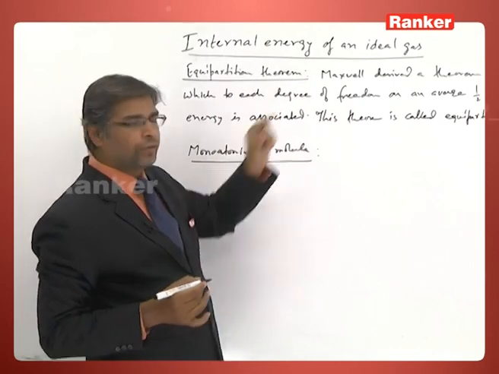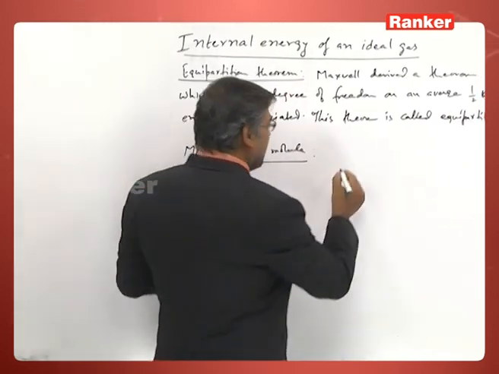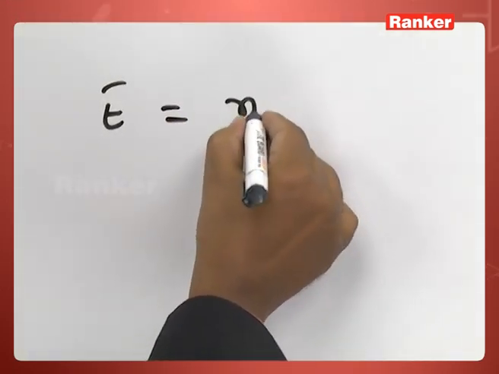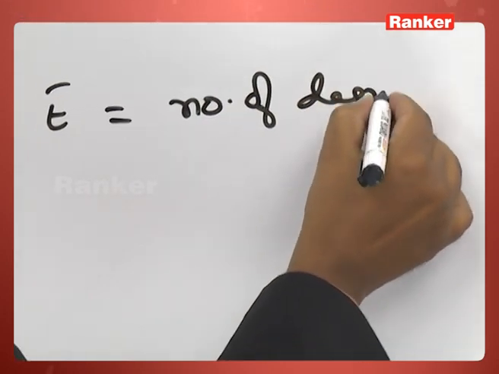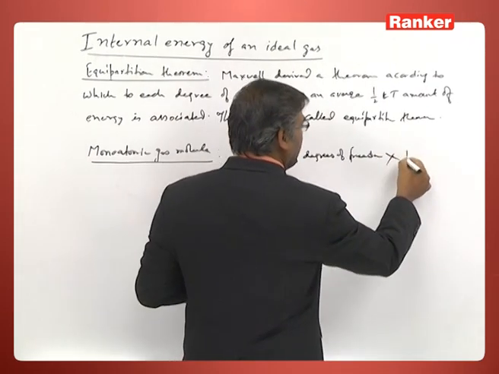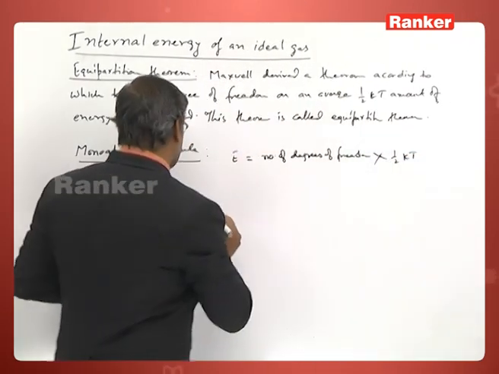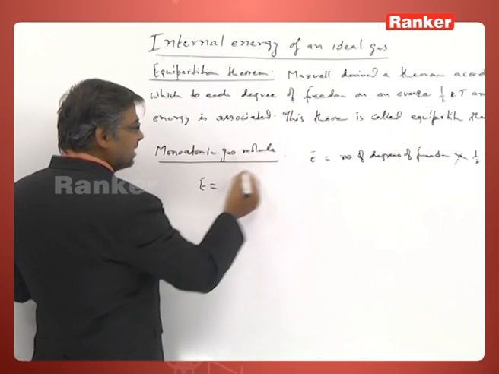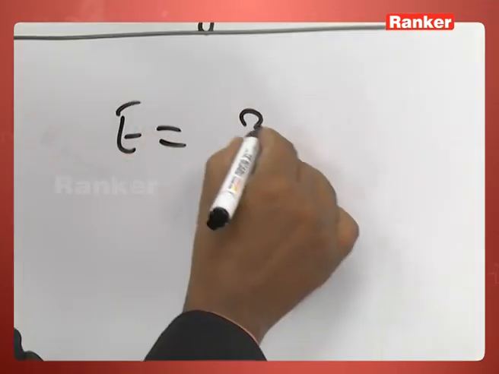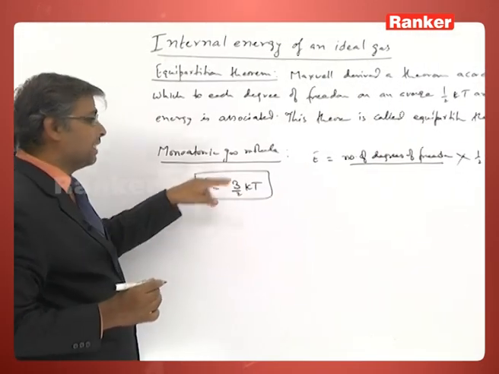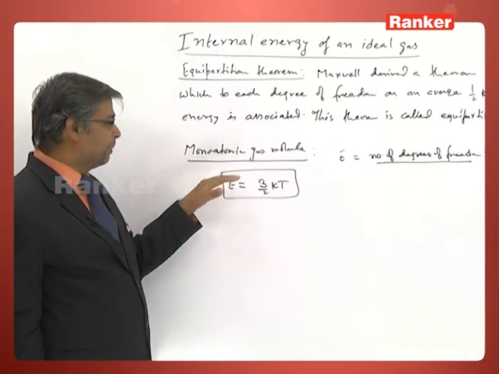So, let us take an example of a monoatomic gas molecule. According to the equipartition theorem, the energy will be the number of degrees of freedom into, on an average, half kT energy. So, this is the expression for the energy of a molecule. For a monoatomic gas, the number of degrees of freedom is 3. So, 3 by 2 kT. Let us recall, this is what we derived in the kinetic interpretation of temperature.